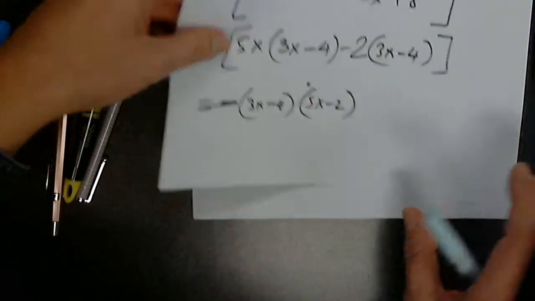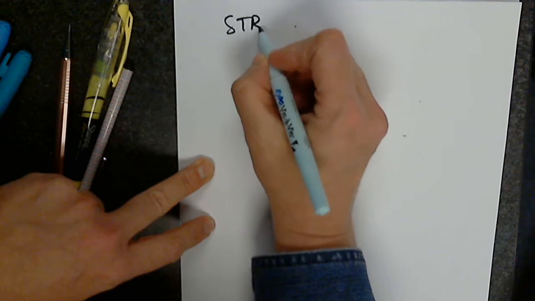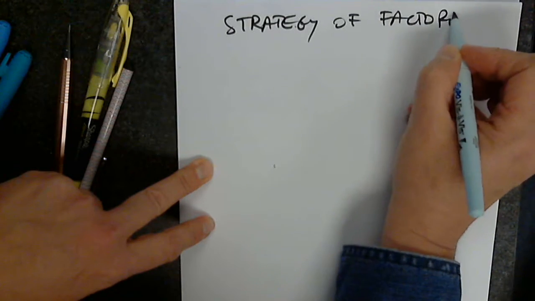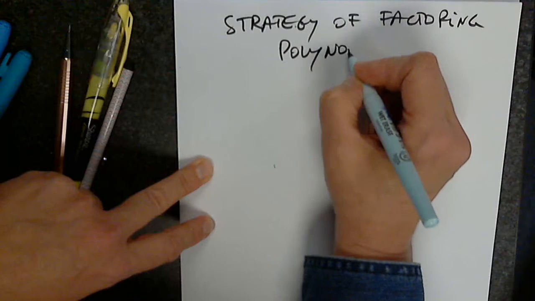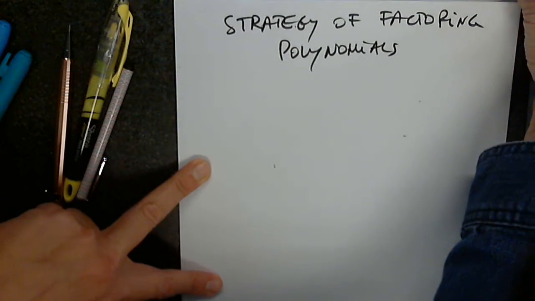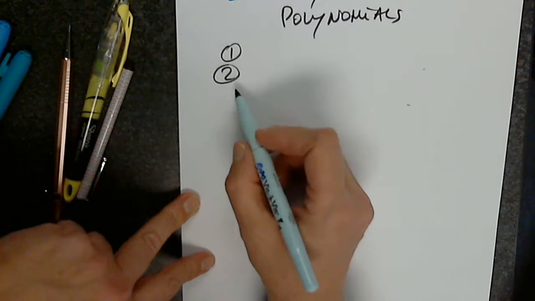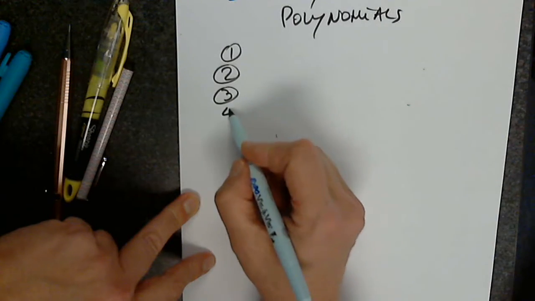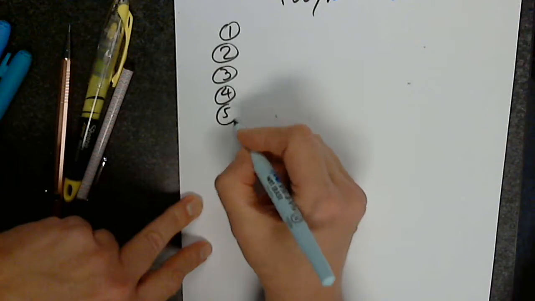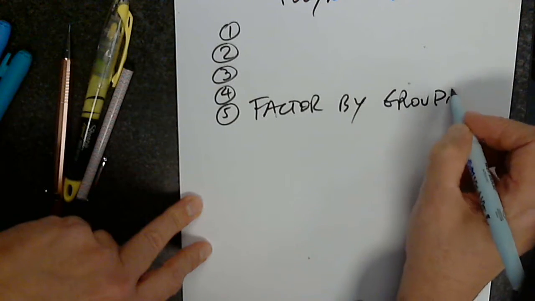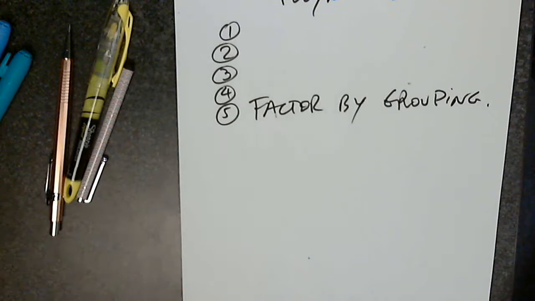Okay. So finally, let's also talk about polynomials, and then we'll mix them up, and then applications. The last strategy of factoring polynomials. Strategy of factoring polynomials. 1, what is it? 2, descending order. 3, negative leading coefficient. 4, greatest common factor. 5, factoring or factor by grouping. This is the easiest of all. That's it.